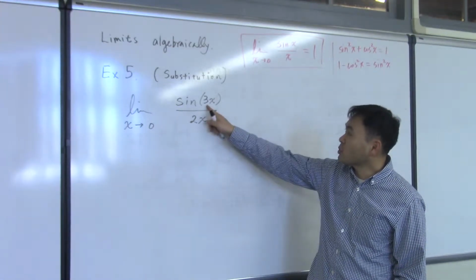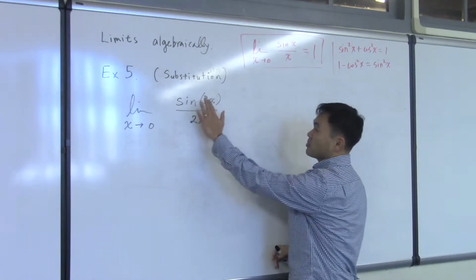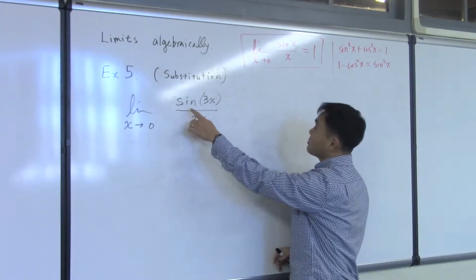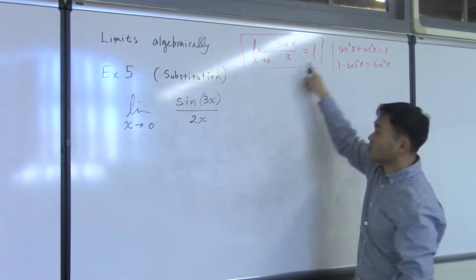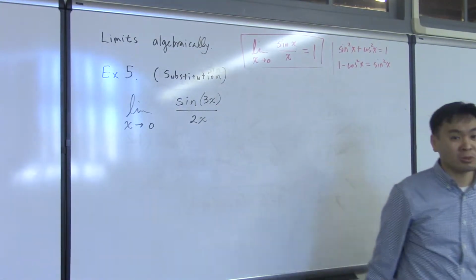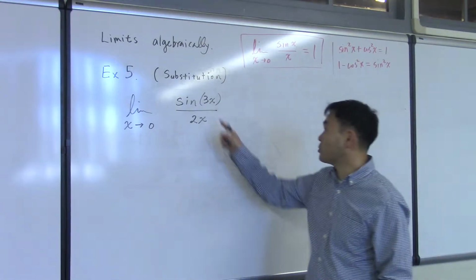And it's very annoying, because if the 3 wasn't there, what's the limit? It's just sine x over 2x, so sine x over x gives you 1, and there's a 2 left, so it'll be 1 over 2. It would make life a lot easier if I could get rid of the 3.